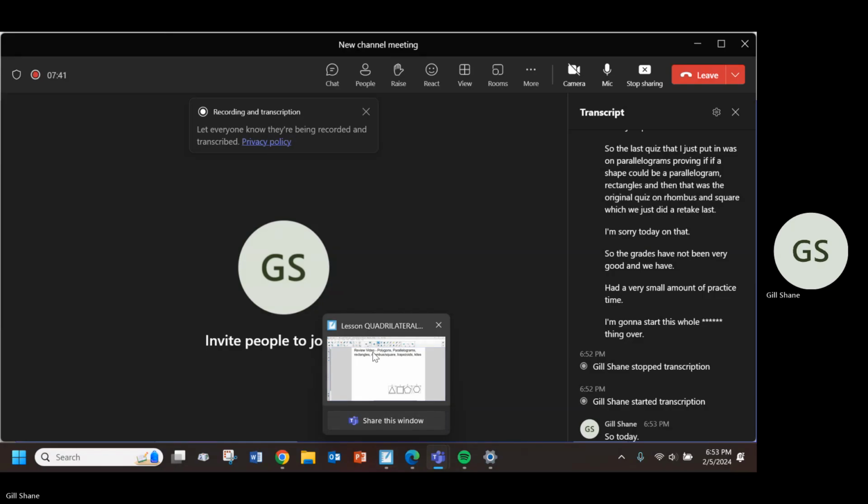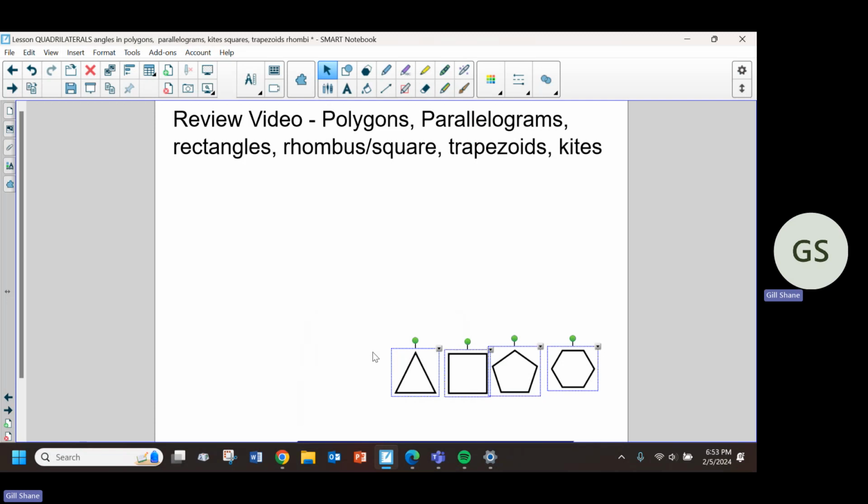So today is the day after we just took the trapezoids and kite quiz. I just put in the original quiz on parallelograms, proving if a shape could be a parallelogram, rectangles, and then the original quiz on rhombus and square. Today's quiz on kites and trapezoids also had a retake of the rhombus and squares.